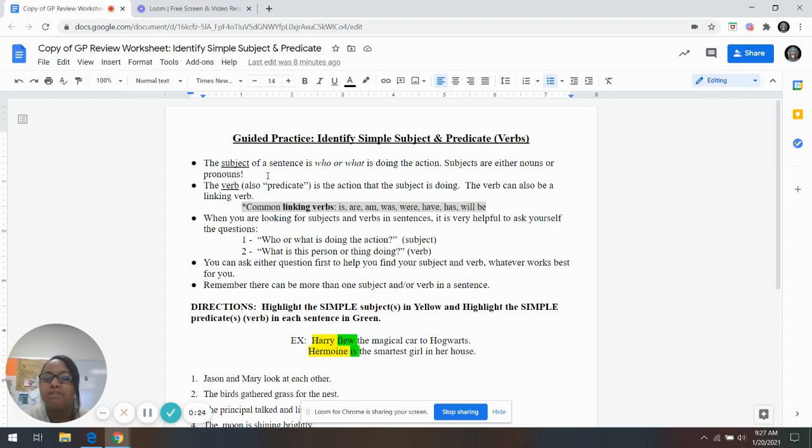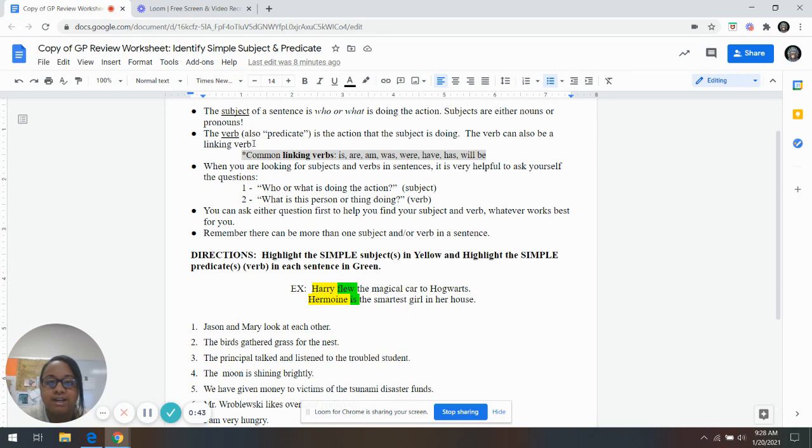So we should know by now the subject of a sentence is who or what is doing the action. Notice it says who or what because subjects can be either nouns, a person, a place, or a thing, or pronouns, which we just went over. You, me, I, he, she, we, our. Now, the verb, which we will also call a predicate, is the action that the subject is doing.